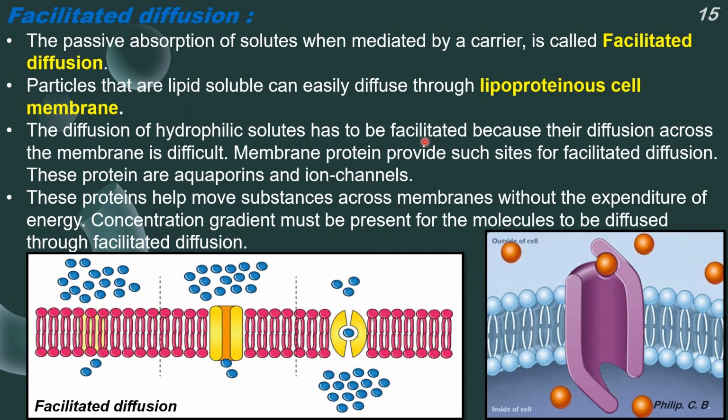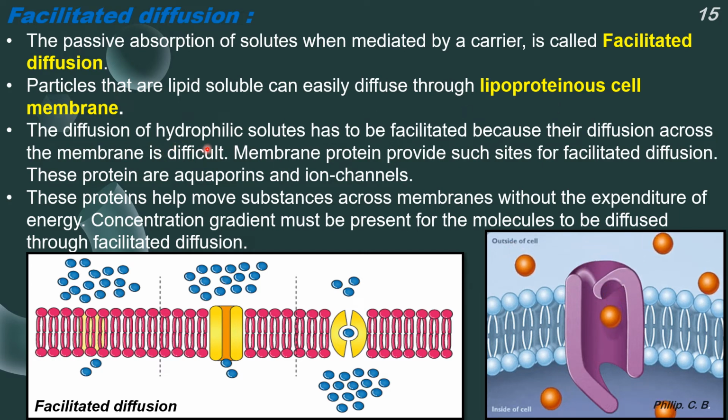Now, further, facilitated diffusion. The passive absorption of solutes when mediated by a carrier is called facilitated diffusion, or in simple words we can use the term facilitate, or to make it available, right? So it is made available by a carrier. So particles that are lipid soluble can easily diffuse through the lipoproteinous cell membrane. What is lipoproteinous? It means lipid membrane along with the protein.